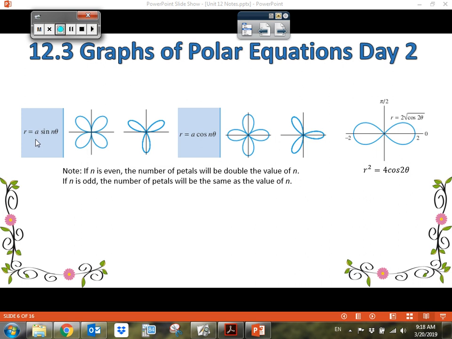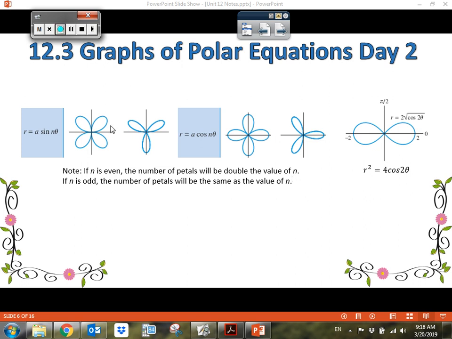This A is going to determine the length of the petal. If A is 2, then the petal is going to be 2 rings long, or 2 spaces long. If A is 4, the petal is going to be 4 spaces long. That's what A does. N determines how many petals there are. And so if N is even, then the number of petals is going to be double the value of N.